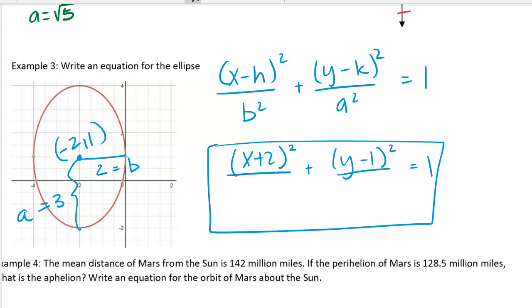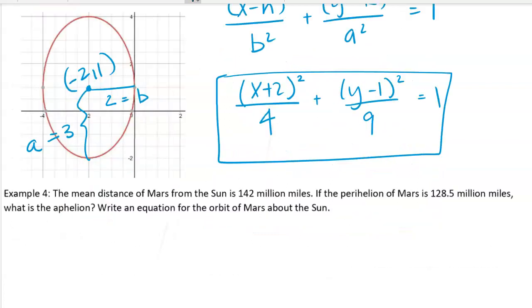Okay, so A squared is what? 9. Where does it go under, X or Y? Y. True? False? Okay. B is how long? 2. So 2 squared is 4. And it goes right there. Yeah, be careful with the changes in the scaling, okay?